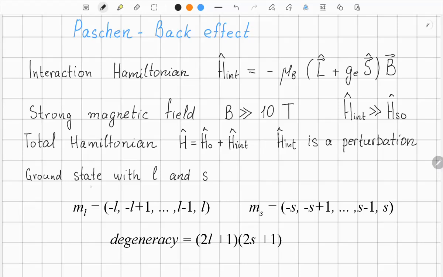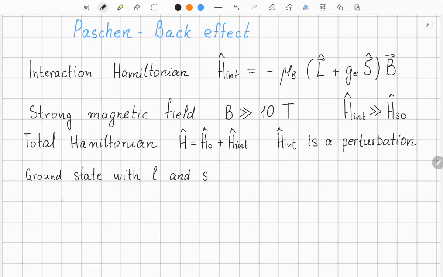According to the perturbation theory, we need to diagonalize H int within the 2L plus 1 by 2S plus 1 dimensional subspace corresponding to the degenerate ground state. This task becomes straightforward if we choose the coordinate system such that the z-axis is aligned with the direction of the external magnetic field. This allows me to easily calculate the diagonal elements of the interaction, or in other words, the energy shifts depending on the orbital projection quantum number ml and the spin projection ms.